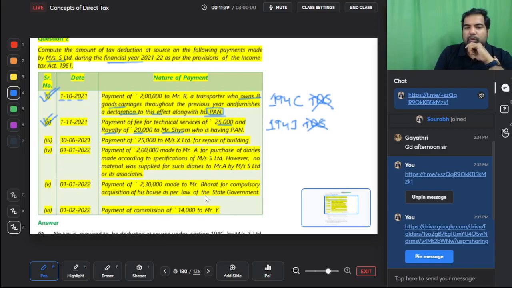On 30th June, payment of 25,000 for repair of the building. Again, repair is 194C, no TDS because the payment is within the specified limits.